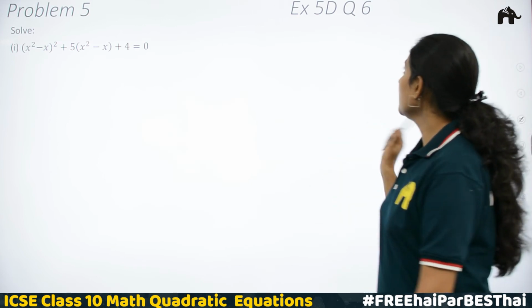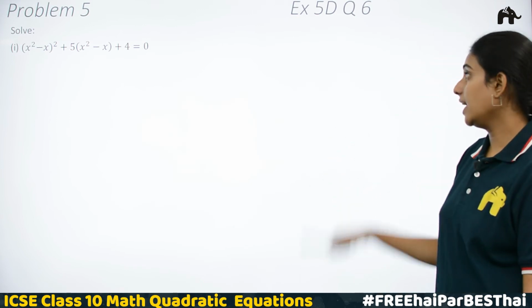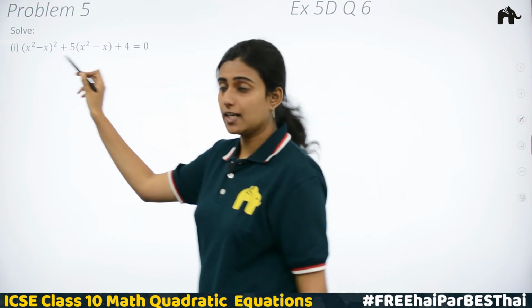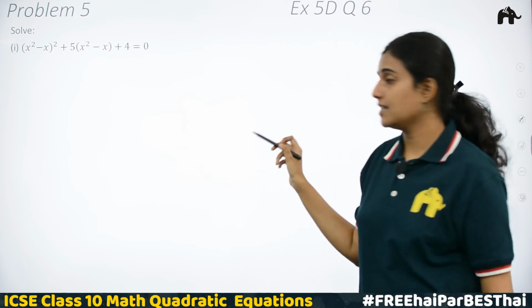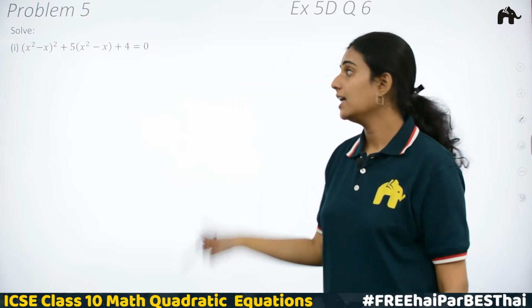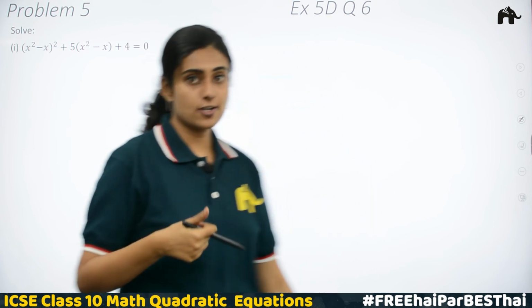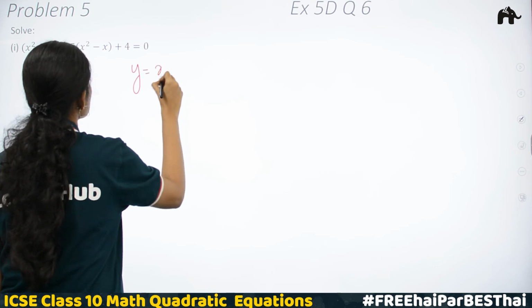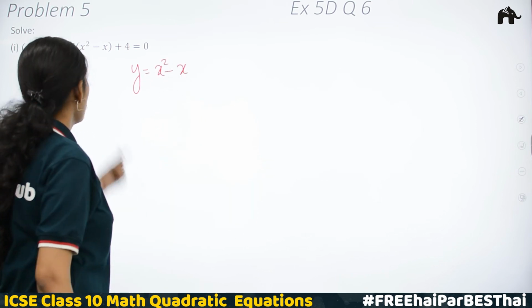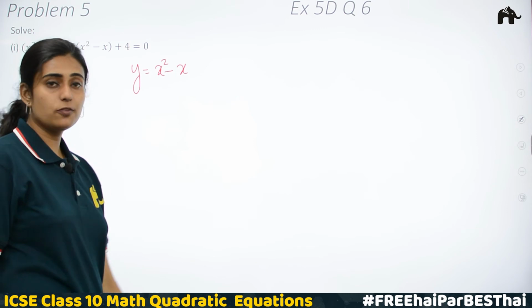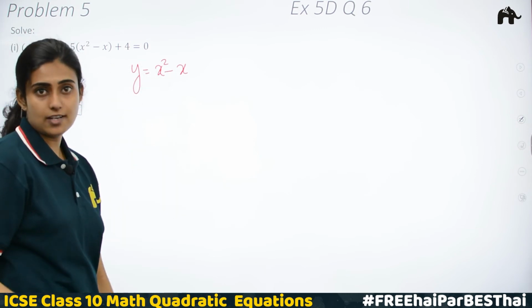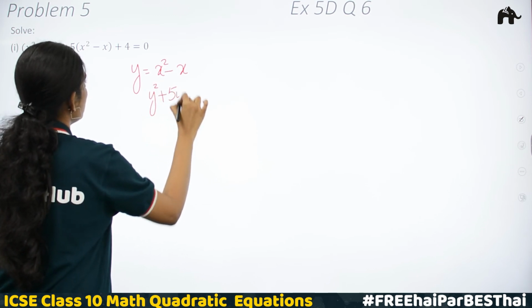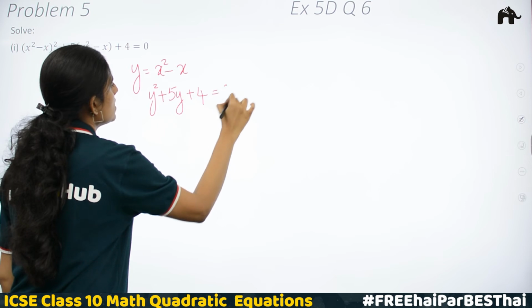Problem 5, question number 6 of exercise 5D. Solve the first question, x square minus x whole square plus 5 into x square minus x plus 4 is equal to 0. Here again we have to reduce to a quadratic equation. Let's substitute. Y is equal to x square minus x. What happens when we put x square minus x is equal to y? We get a simplified quadratic equation, that is y square plus 5y plus 4 is equal to 0.